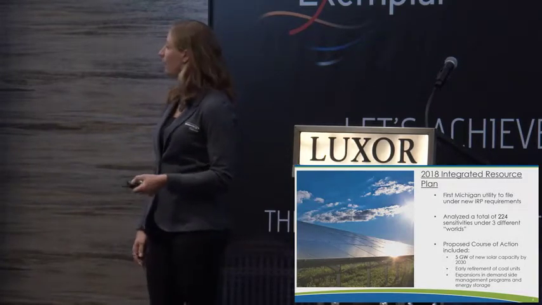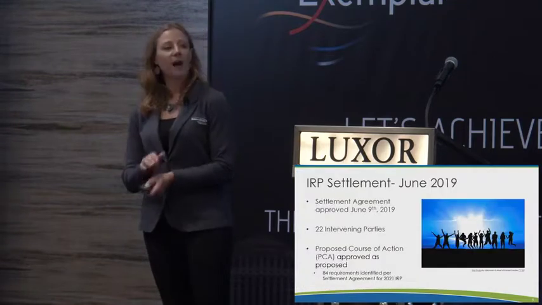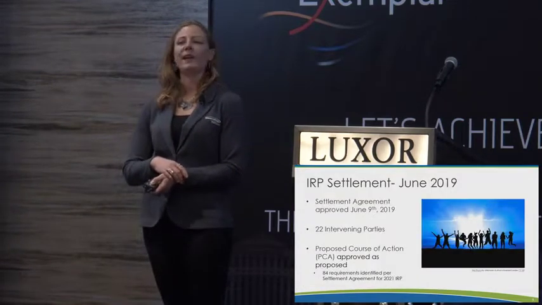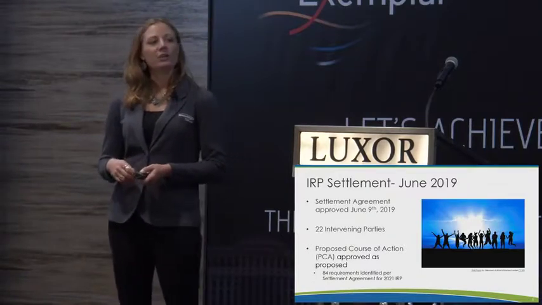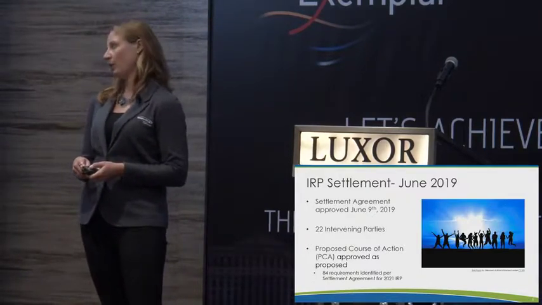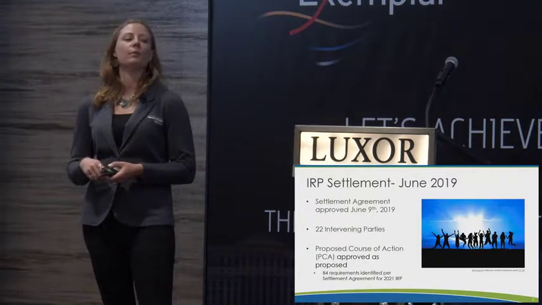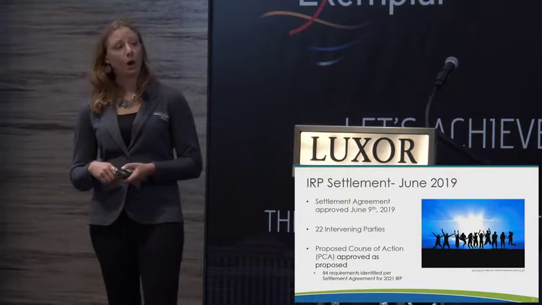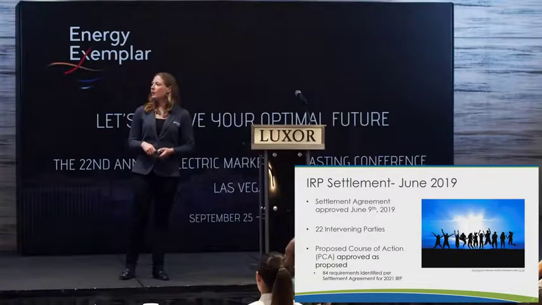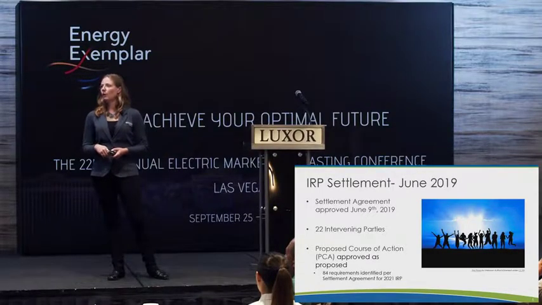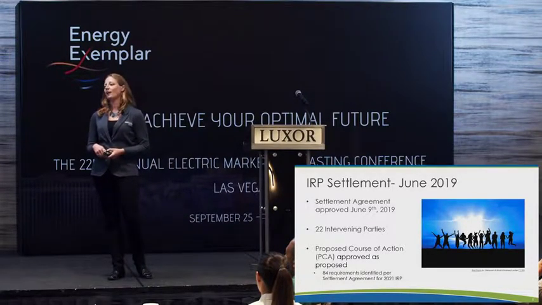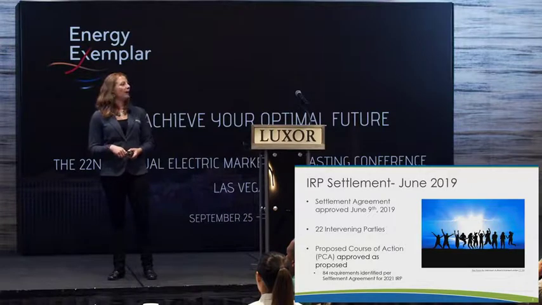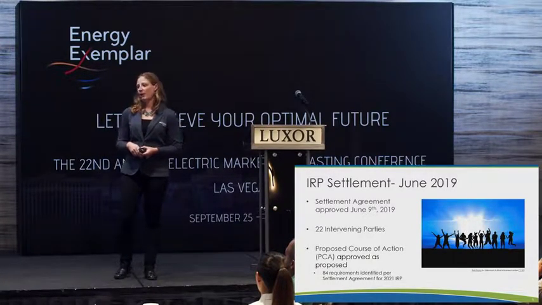So a quick note, we filed our IRP in June of 2018. In June of 2019, I'm happy to report that we actually reached a formal signed settlement agreement between Consumers Energy and the majority of our 22 different intervening parties. As soon as that IRP was filed, we were working with the commission and our intervening parties, and we were able to come to a formally signed settlement agreement that was approved by the commission in June and basically approves our proposed course of action as designed.